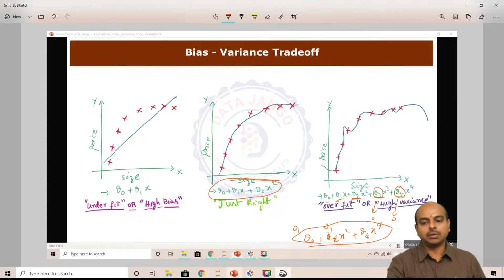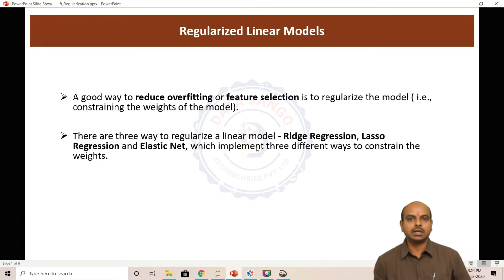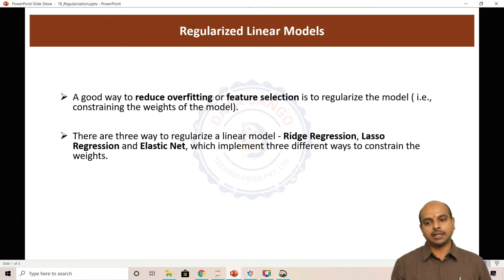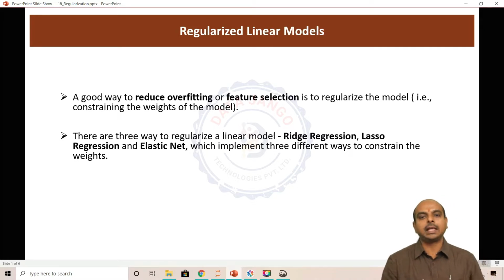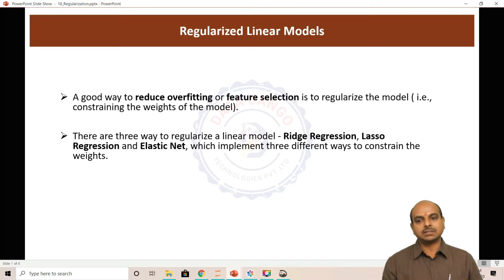There are three different techniques in regularization: ridge, lasso, and elastic net. Ridge and lasso are independent techniques, and elastic net is the combination of both. In the coming session, we'll try to understand how exactly regularization finds which feature to make zero and which feature to make big or small.